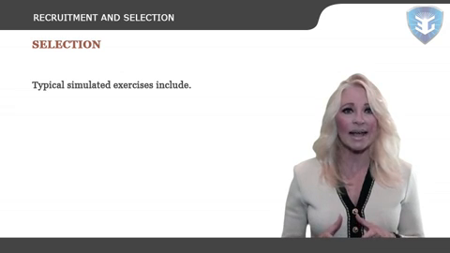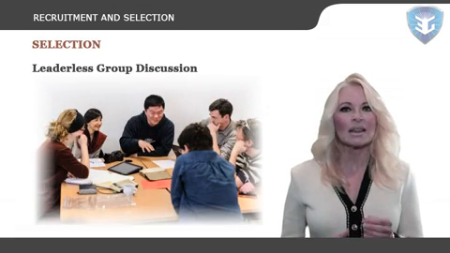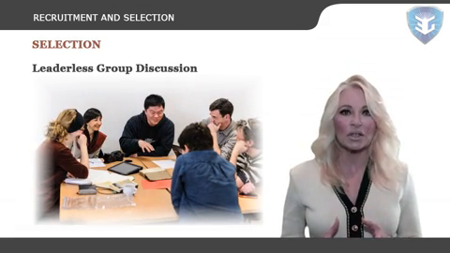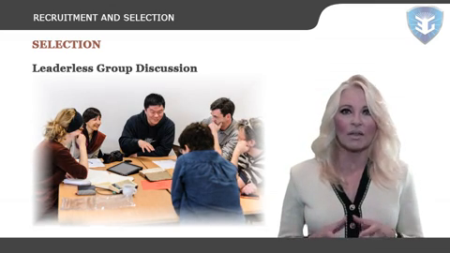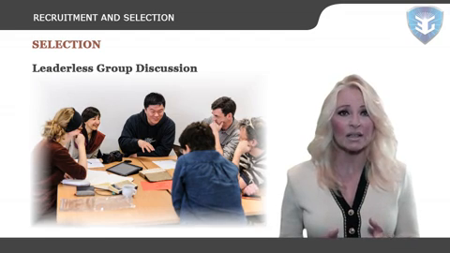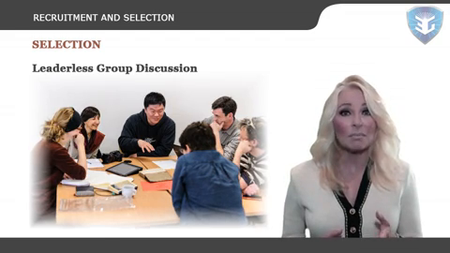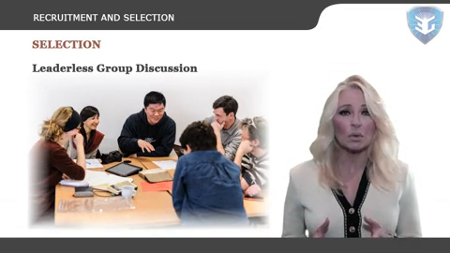Typical simulated exercises include the leaderless group discussion. Trainers give a leaderless group a discussion question and tell members to arrive at a group decision. They can then evaluate each group member's interpersonal skills, acceptance by the group, leadership ability, and individual influence.